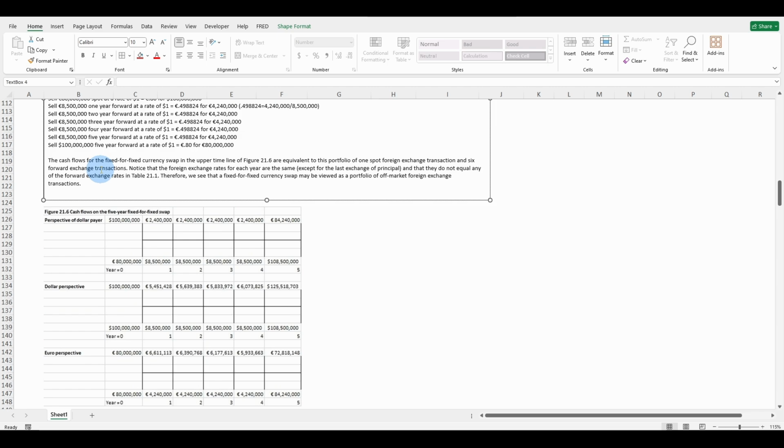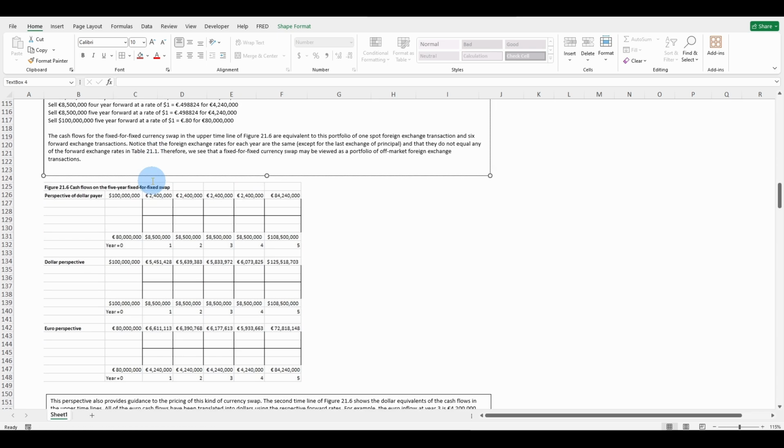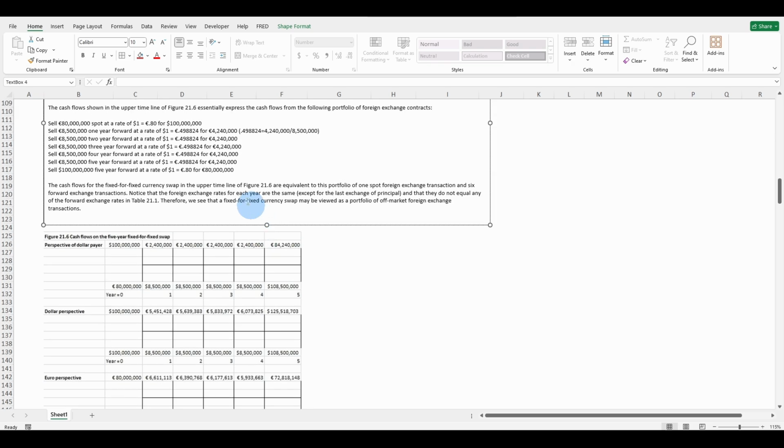Got that? The cash flows for the fixed for fixed currency swap in the upper timeline of figure 21.6 are equivalent to this portfolio of 1 spot foreign exchange transaction and 6 forward exchange transactions. Notice that the foreign exchange rates for each year are the same, except for the last exchange of principal, and that they do not equal any of the forward exchange rates in 21.1. Therefore, we see that a fixed for fixed currency swap may be viewed as a portfolio of off-market foreign exchange transactions.